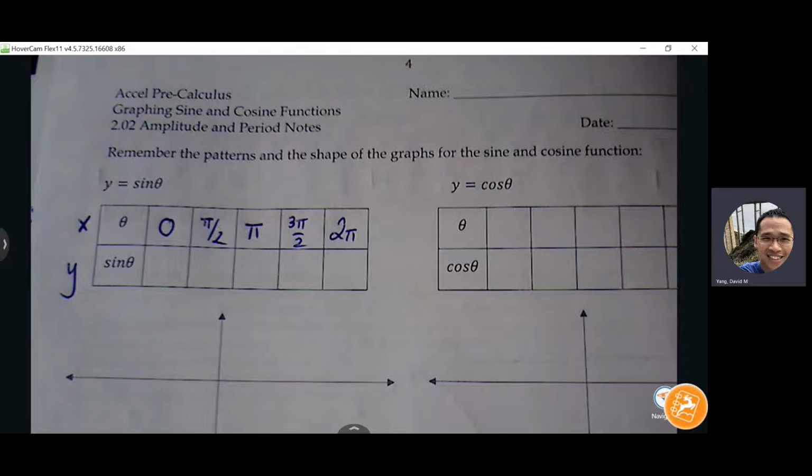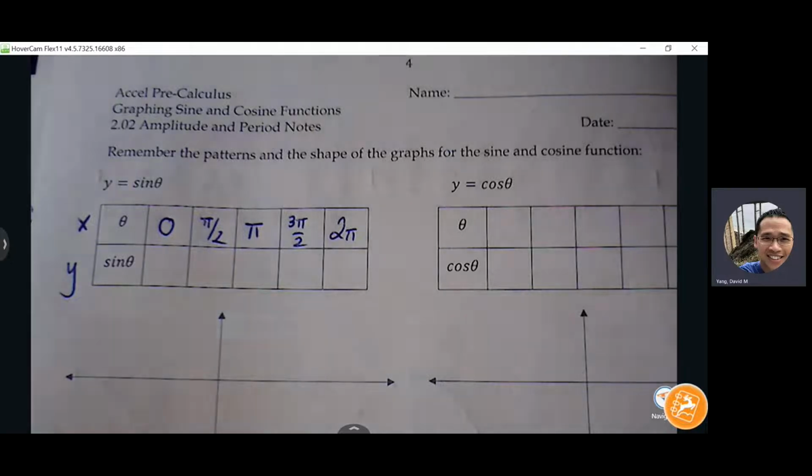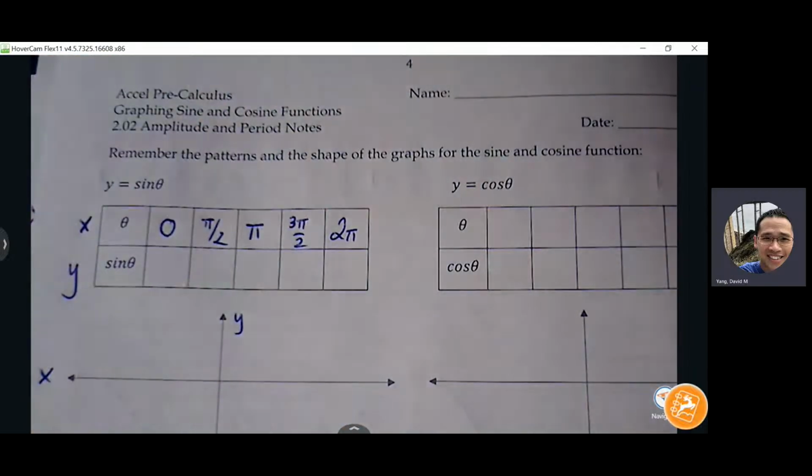Theta is a degree, but we're thinking of that degree as a variable for the x-axis because we're trying to force this function onto a graph. So we're just thinking of theta as the x-axis, x value, and thinking of sine theta as the y value.